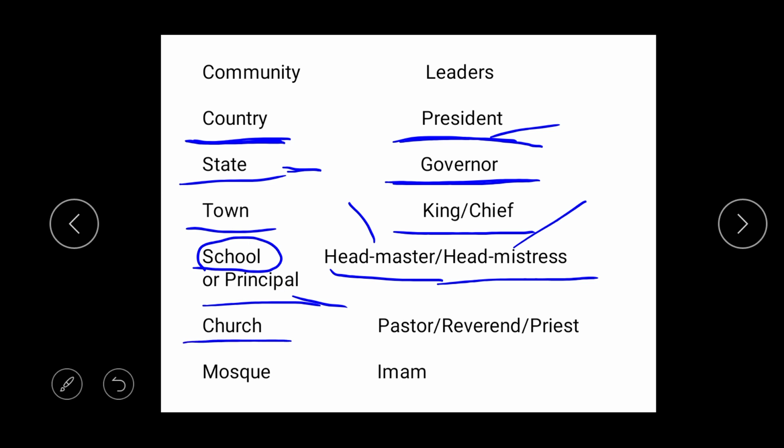Now let's look at the church. The church is also an example of a community. So in a church, you can have the pastor, you can have the reverend, you can have the priest as the leader of the church. Okay, so let's look at this man.